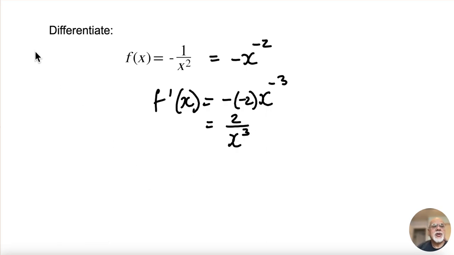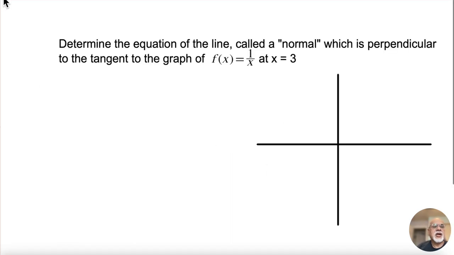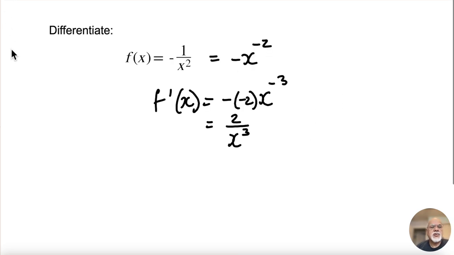Now let's do this next question. So keeping this one in mind, that the derivative of negative 1 over x squared is 2 over x cubed, we're going to tackle this question. It says, second, was there something below here? No, there wasn't. All right.